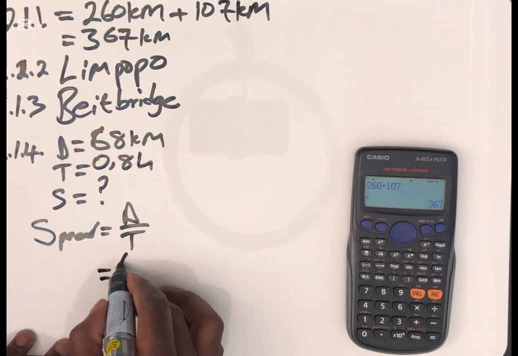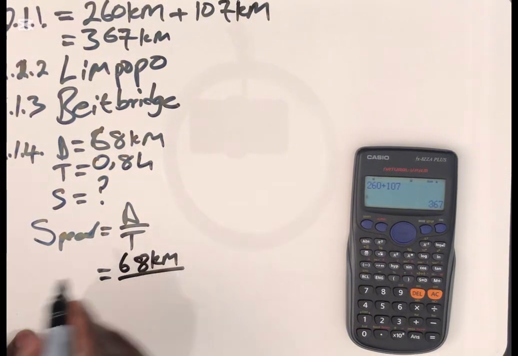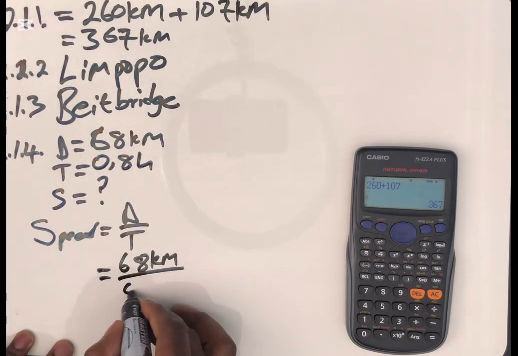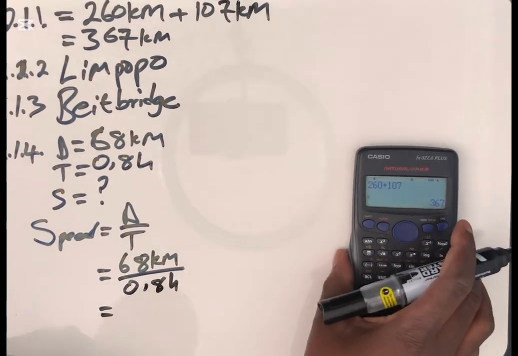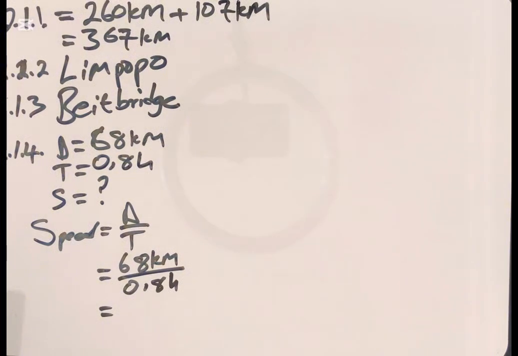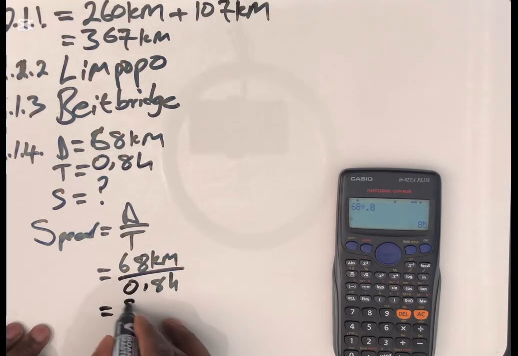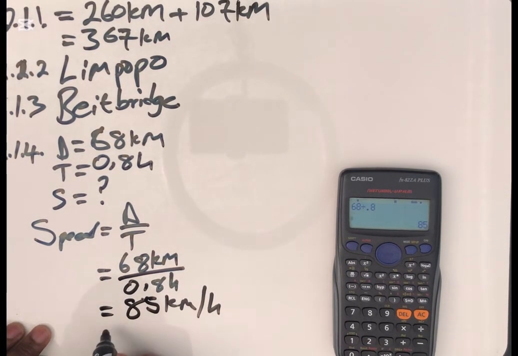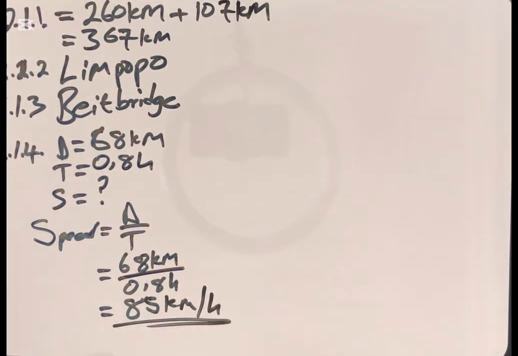We just substitute 68 kilometers. Time must always be in hours, and the time given here is already in hours, so we say 0.8 hours. Then we divide: 68 divided by 0.8. We find that our final answer, the speed, is 85 kilometers per hour. That is the speed they were traveling at.